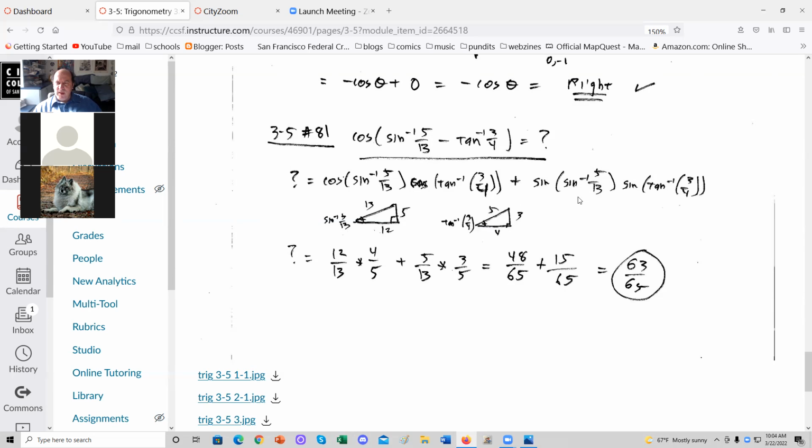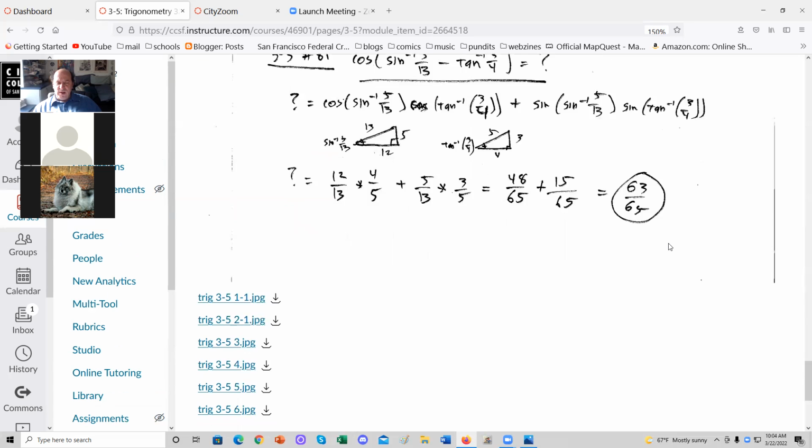Plus. Here, sine of arcsine just cancels, that's 5/13. Sine of arctan 3/4, well, going back to this triangle, here's the arctan 3/4 angle. Sine of that is opposite over hypotenuse, 3/5. So this quantity equals 12/13 times 4/5 plus 5/13 times 3/5. And after a bit of work, that's 63 over 65.